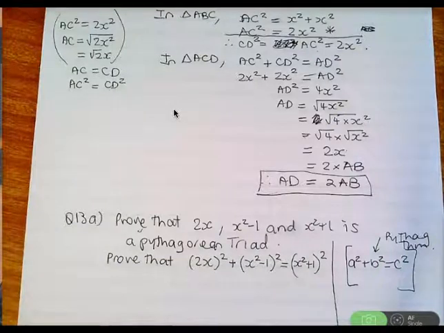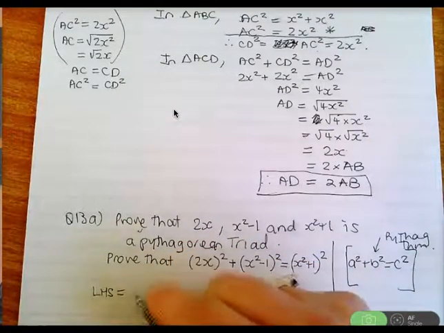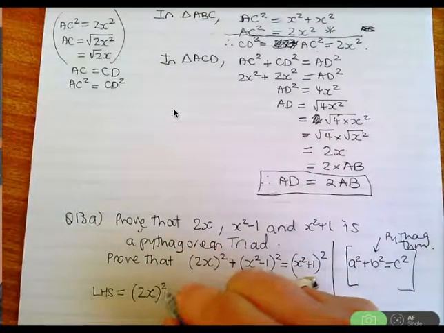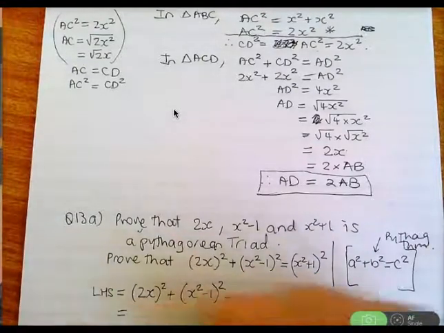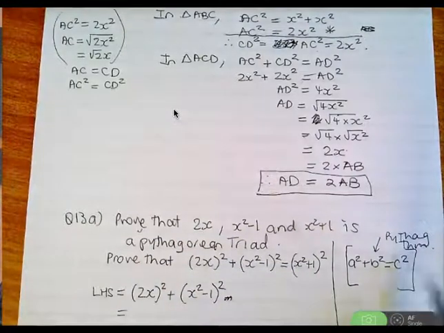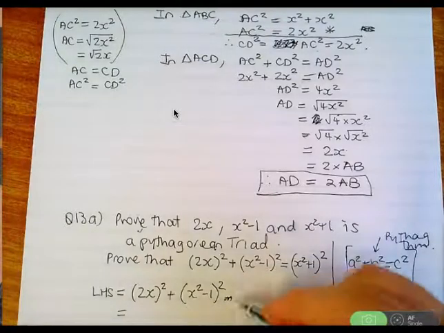Now you might want to keep your left-hand side separate to your right-hand side. You're trying to prove, girls, this is what you're trying to prove, that a squared plus b squared is c squared. You know what you should do? Work out your a squared plus b squared first.